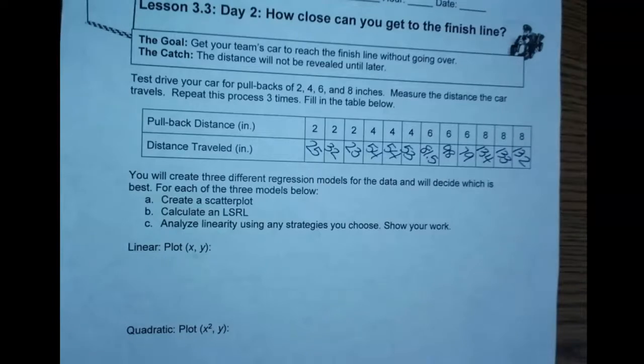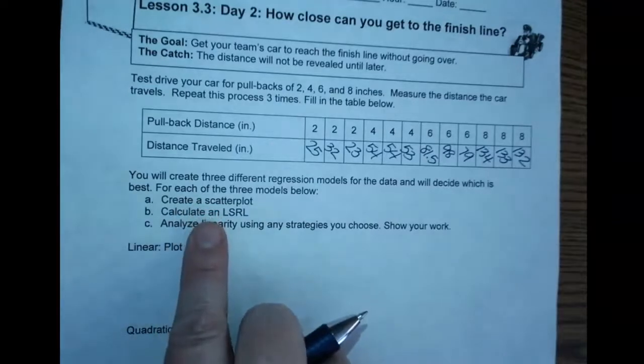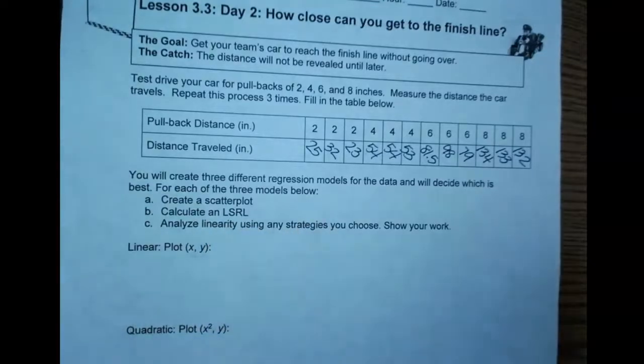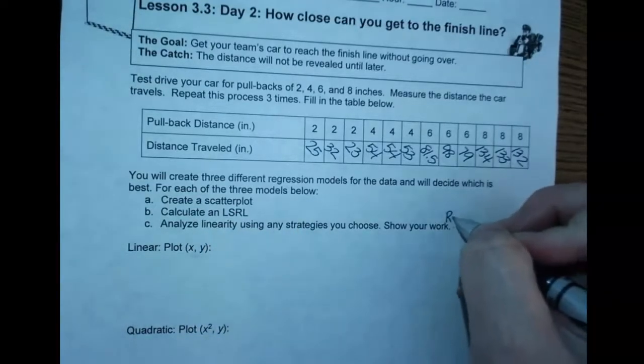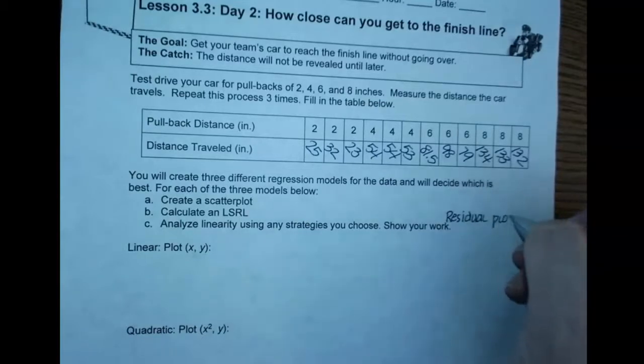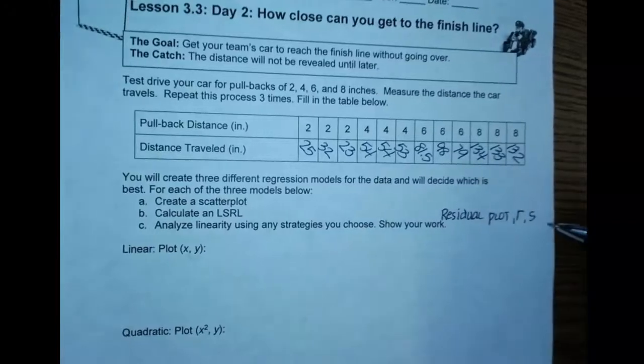All right, now that you've gotten the data, we're going to create a scatter plot for each. We're going to calculate a least square regression line, and then we're going to analyze linearity. The way we know how to do that is to look at a residual plot, and also find your correlation coefficient and your standard deviation. We're not going to use the standard deviation of the residuals because we're not going to calculate that, and I don't want to use the applet because you can't use the applet on the AP exam. So we're just going to look at regular standard deviation here.